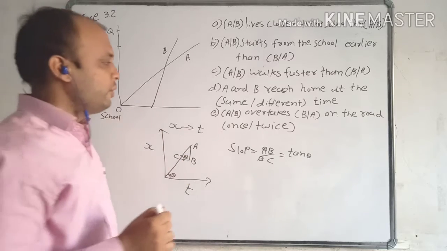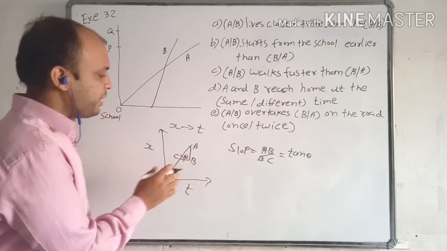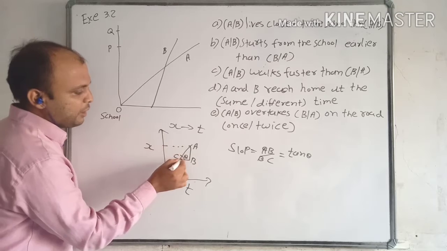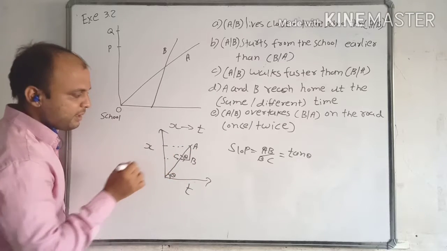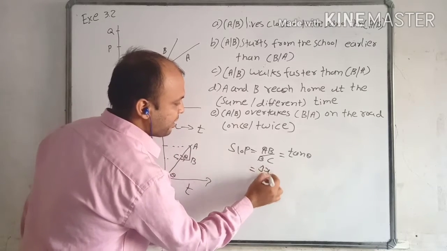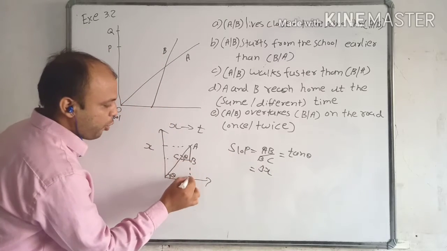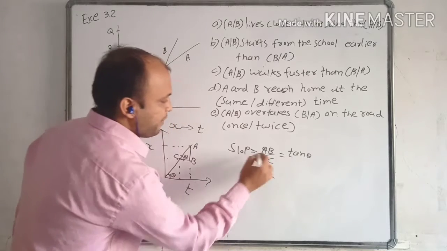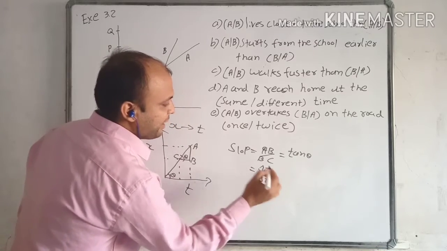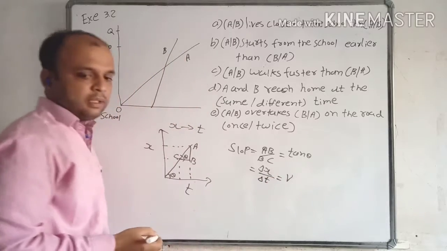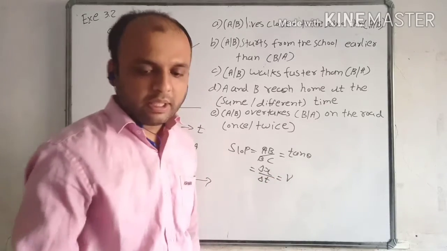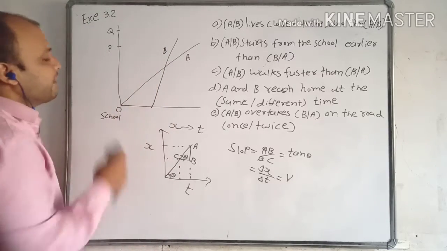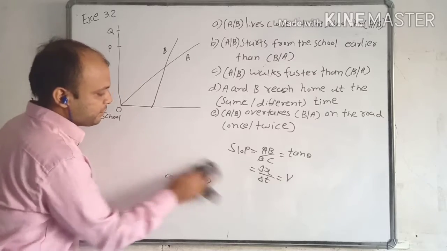Now, what is AB? Elongating AB onto the y-axis, we get delta x, and elongating BC onto the x-axis, we get delta t. So the slope is delta x upon delta t, and that is equal to what? Velocity. So today we will study this graph, which is in exercise 3.2.